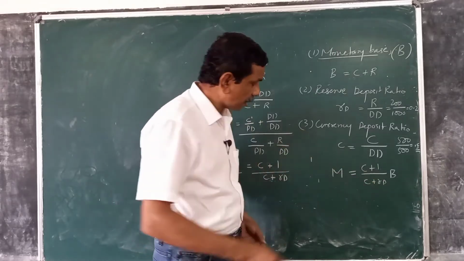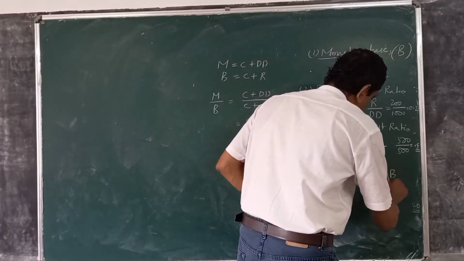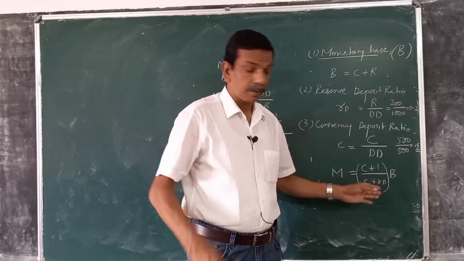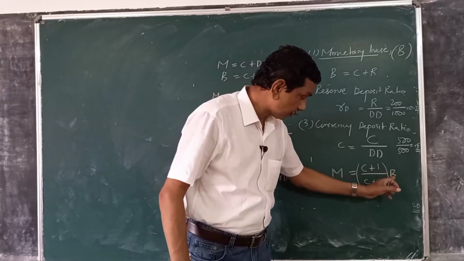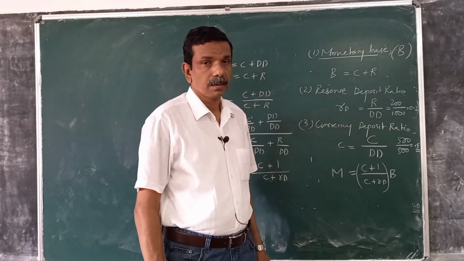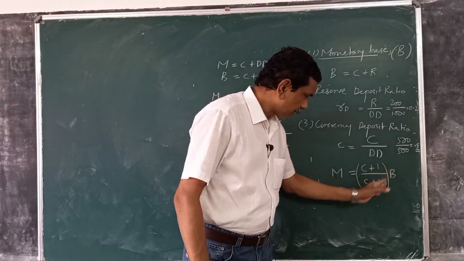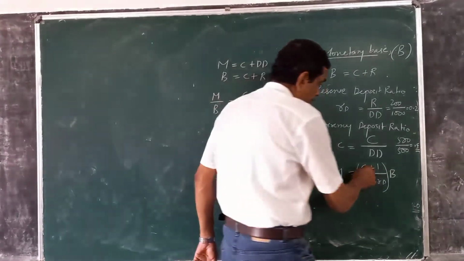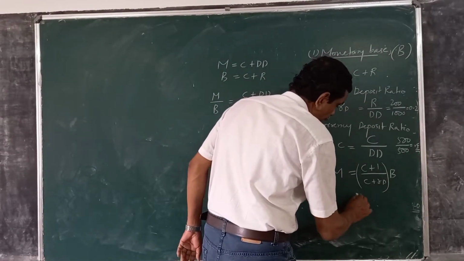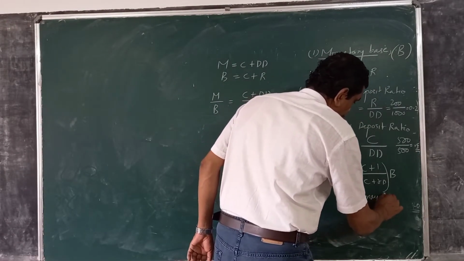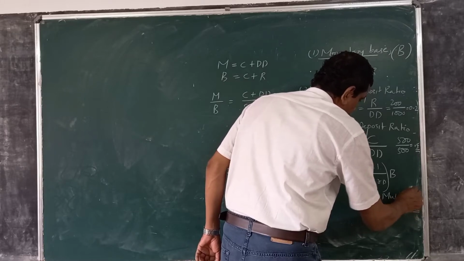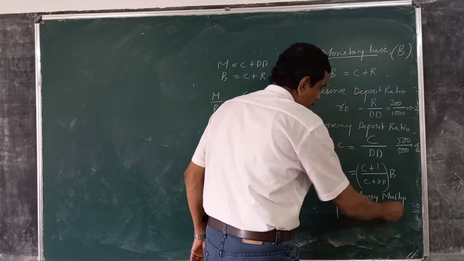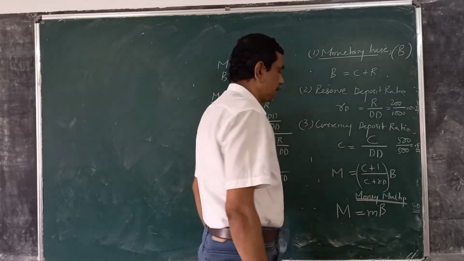And the factor of proportionality: money supply is proportional to the exogenous variable, the monetary base B, and the factor of proportionality is (C+1)/(C+RD), which is known as the money multiplier. We can write it as M = mB, where m is the money multiplier.